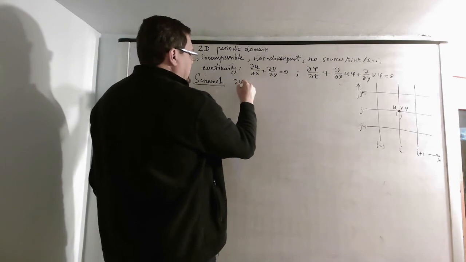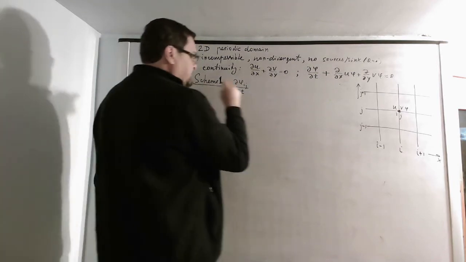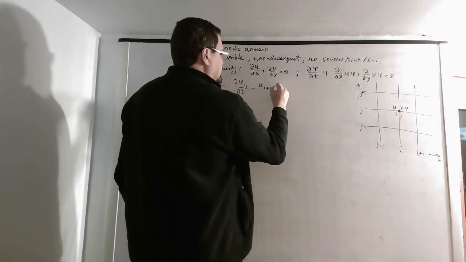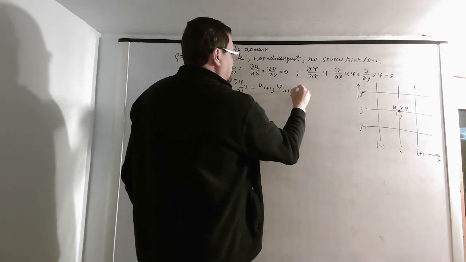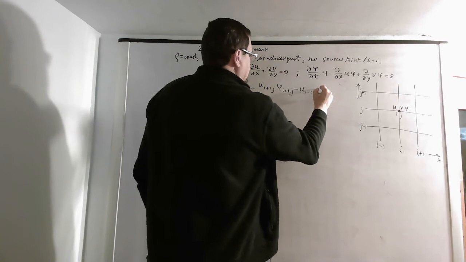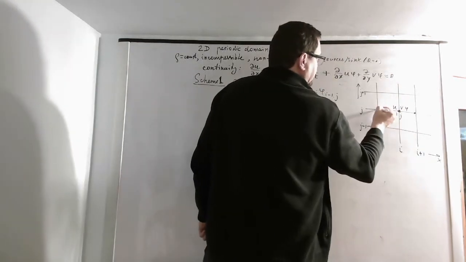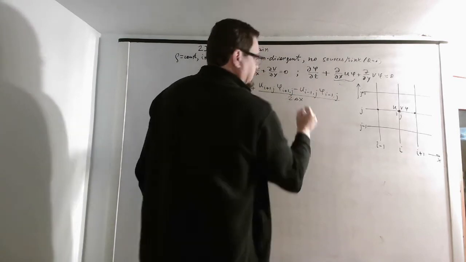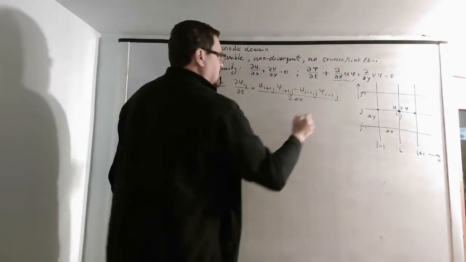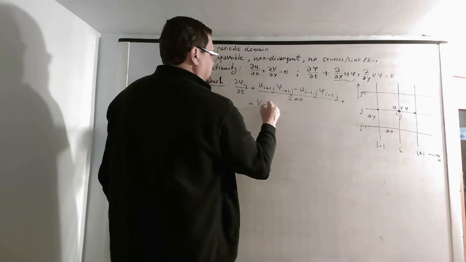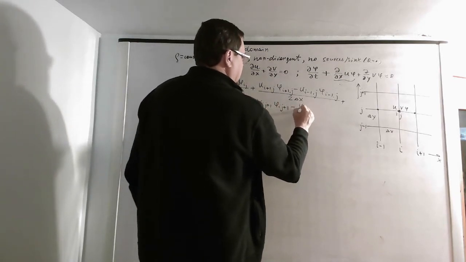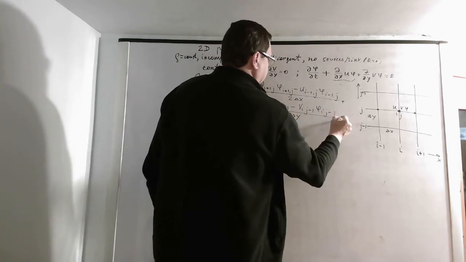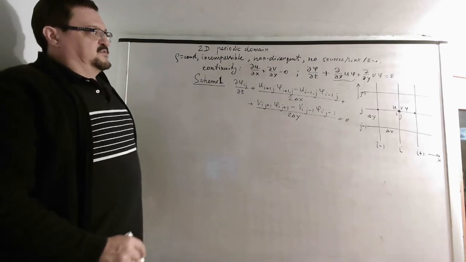d phi ij dt plus u I plus 1 j phi I plus 1 j minus u I minus 1 j times phi I minus 1 j. So it's basically this minus this to approximate this term, divided by 2 delta x, this is delta x, delta y, plus V ij plus 1, phi ij plus 1, minus V ij minus 1, phi ij minus 1, divided by 2 delta y, equals 0. So this is second order centered differences.